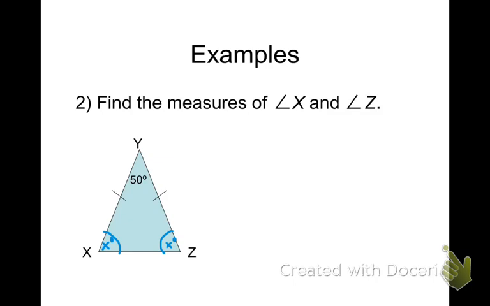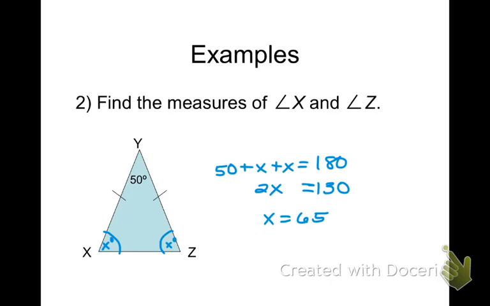What do all your angles need to add up to in a triangle? 180. So if I do 50 plus x plus x, those three angles should add up to 180. It's 180 minus 50, which is 130. What's x plus x? 2x. What's half of 130? 65. So x is equal to 65.